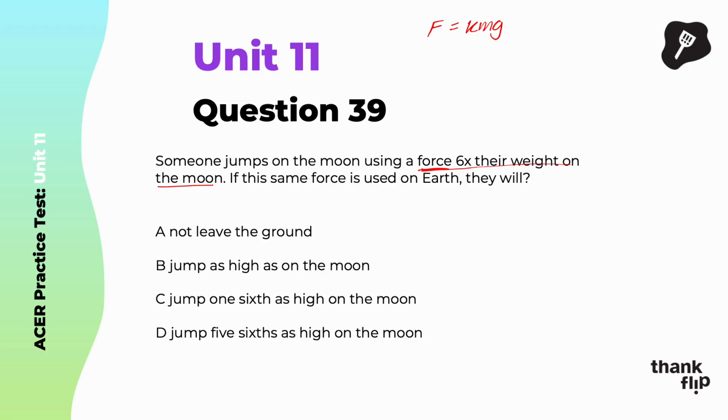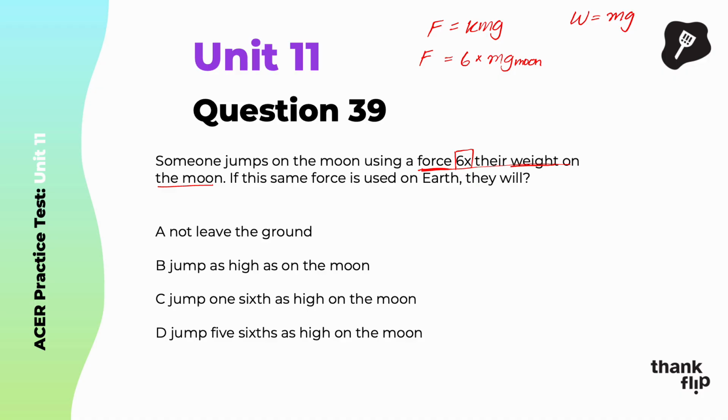So it's saying there's a force that's 6 times their weight on the moon. Now, all this is saying is that the force is 6 times their mass times gravity on the moon, right? Because weight is equal to mg. And so 6 times their weight is 6 times mg, where g is on the moon, and we're told that m is a constant, so we don't need to worry about m. So this is the equation that we get here.